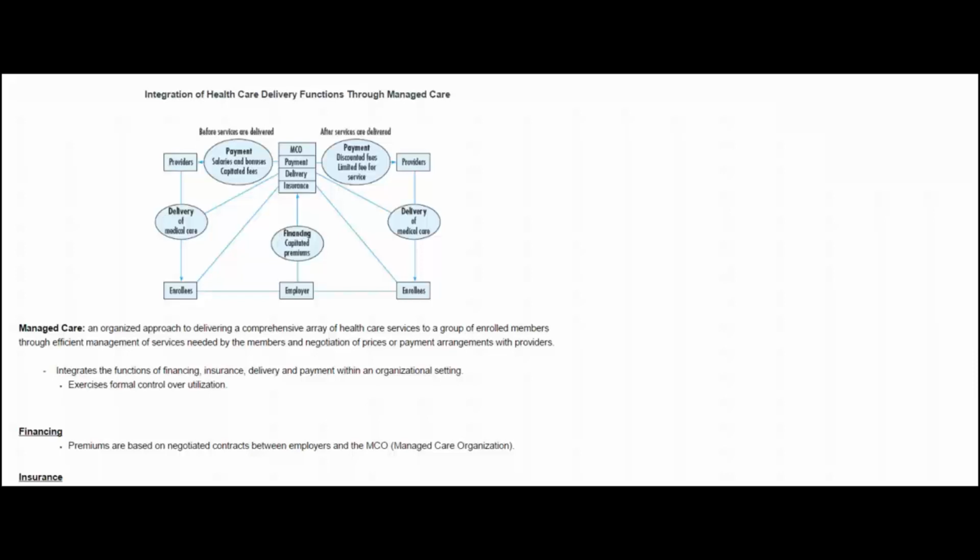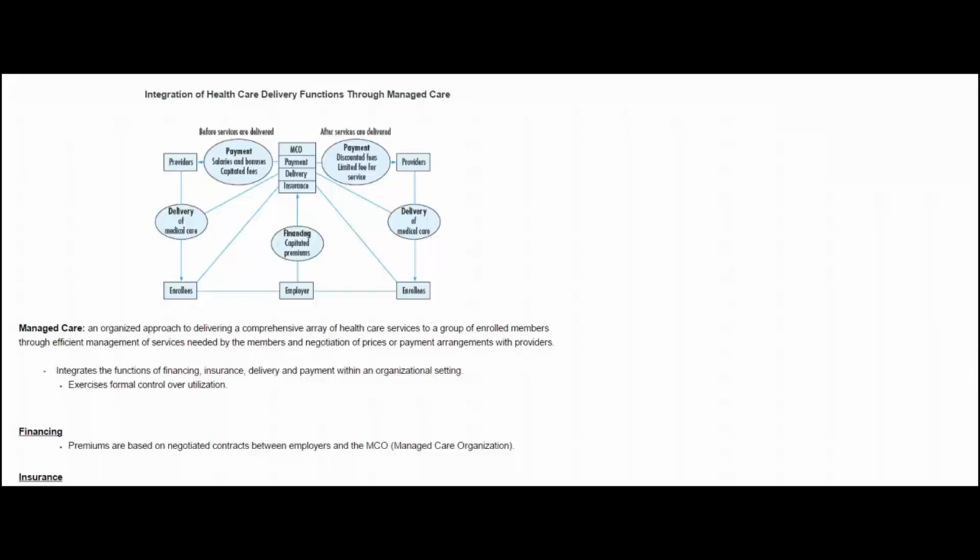So one of the most important questions in this chapter that is answered is, what is managed care? So managed care is an organized approach to delivering a comprehensive array of healthcare services to a group of enrolled members through efficient management services needed by the members and a negotiation of prices or payment arrangements with providers.